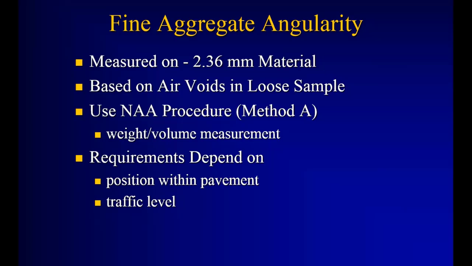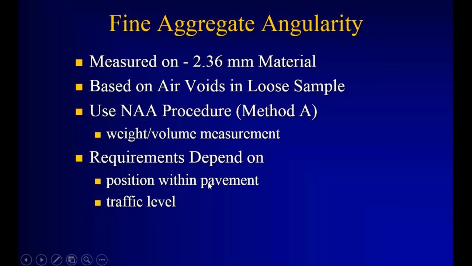It's measured on the minus number 8 sieve material, so that's metric equivalent is the 2.36 millimeter sieve. Minus 8 material, again, is 8 openings per lineal inch, so a little less than 1/8 of an inch diameter will pass through that sieve. So the minus meaning all the material that's passed through that sieve. And basically, we're calculating air voids in a loose sample. Method A is what's in the North Dakota test procedure for fine aggregate angularity.